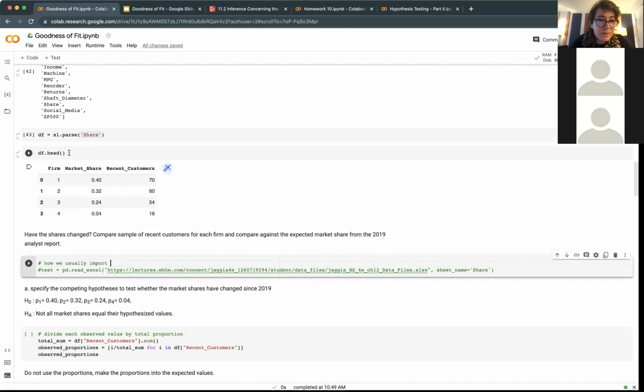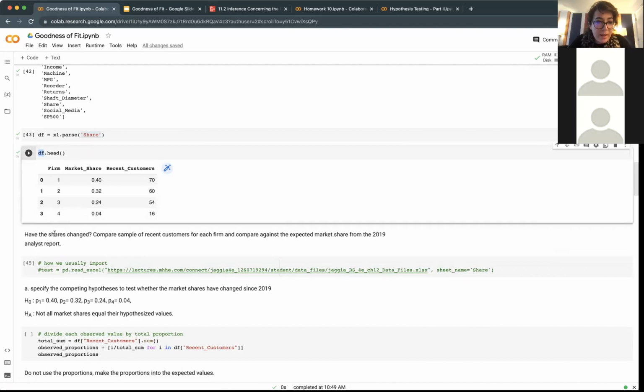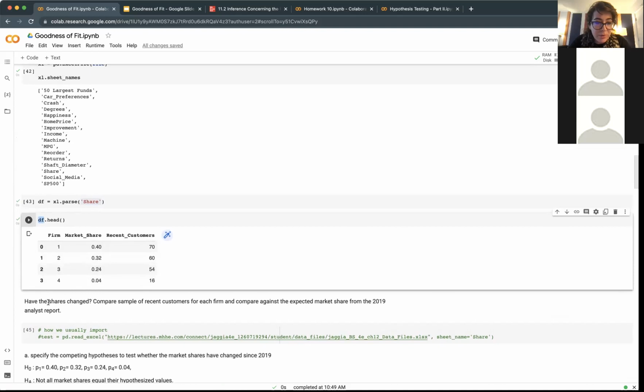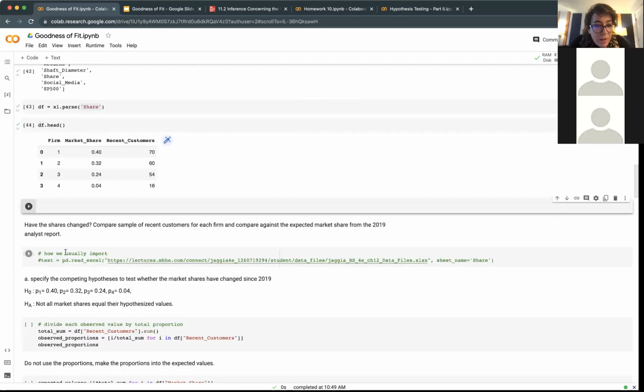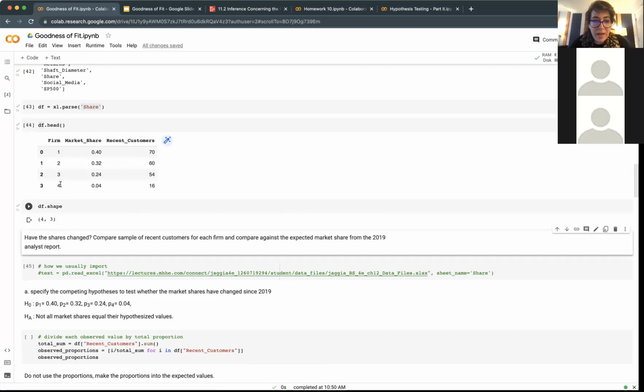So we have this example where we have 4 different market shares between a firm, and we're trying to see if something has changed as a result of time. This was something from recent customers, trying to see if these are different from the 2019 analyst report. All we have here is the expected market share from a 2019 analyst report between 4 different firms, and then the number of recent customers that exist.